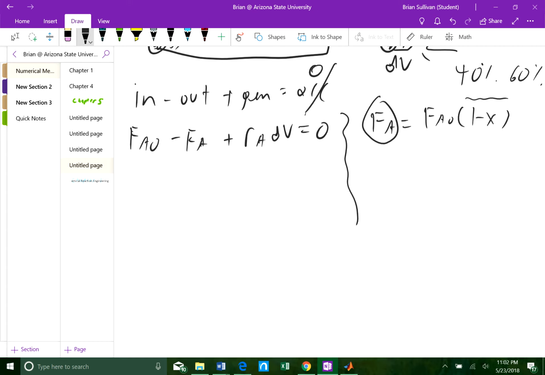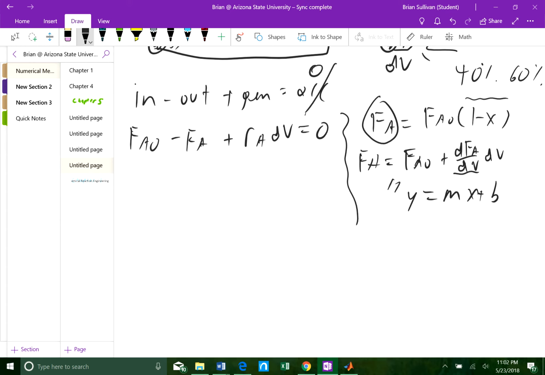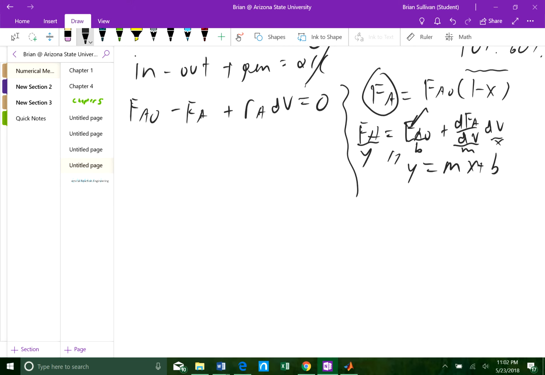Okay, second thing, for the incremental step theorem, you can also rewrite this and say FA0 plus dFA/dV times V. And this is basically, like we discussed in the last video, y equals mx plus b, where this is your m, this is your b, this is your y, and that's your x. So really y equals b plus mx, same thing. And basically you have this going into the plug flow, and this is what changes.